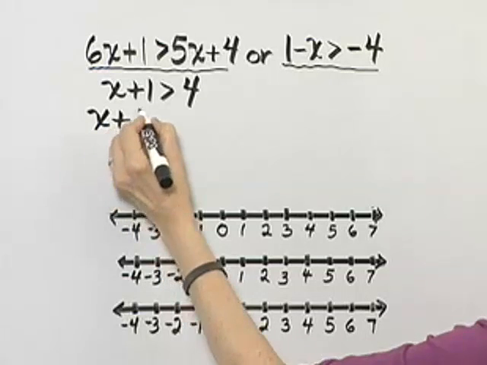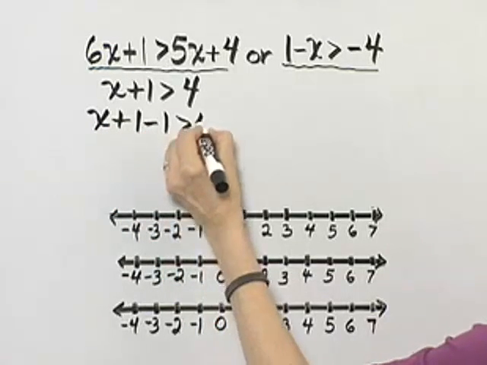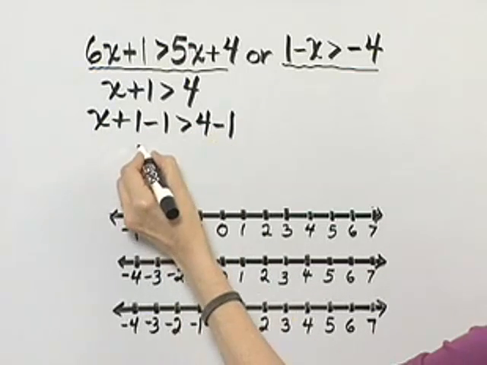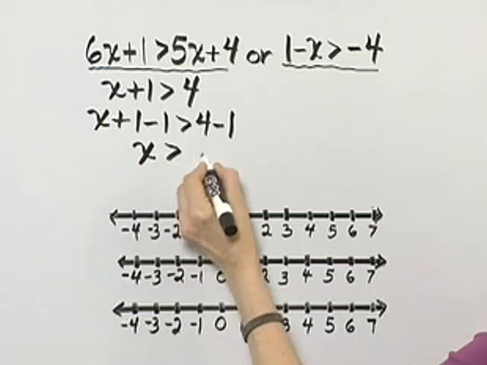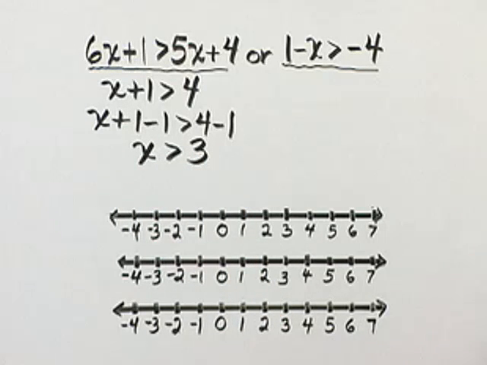I'll go ahead and show that. Subtract 1 from both sides, and I'll have x is greater than 4 minus 1, or 3. So there's my first inequality solved. Now let's go to the second inequality.